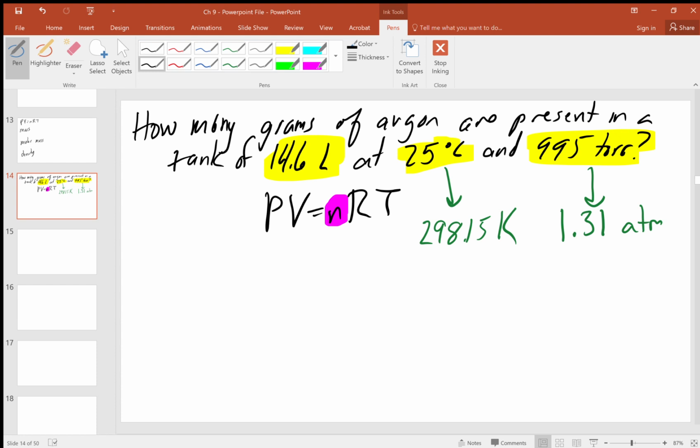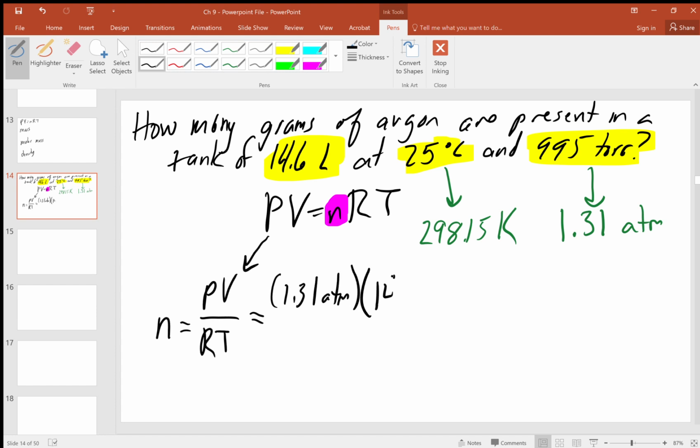All right, so once we've done those conversions, we can take our ideal gas law, and given that we're solving for number of moles, we can rearrange it to get n is equal to PV over RT. From here, we can just plug the values in. Notice we didn't need to convert our volume, that was already in liters.